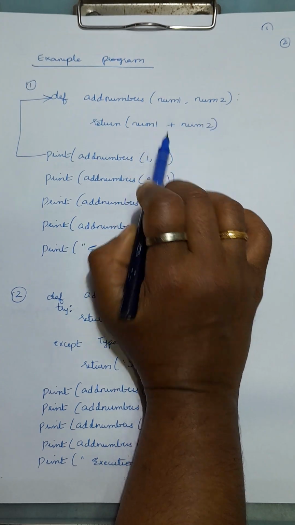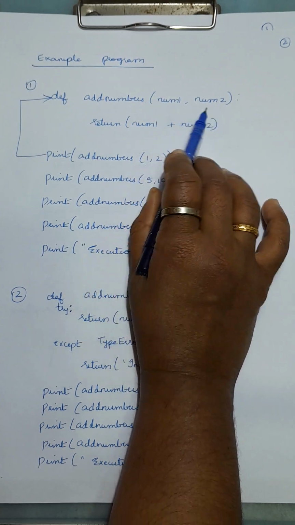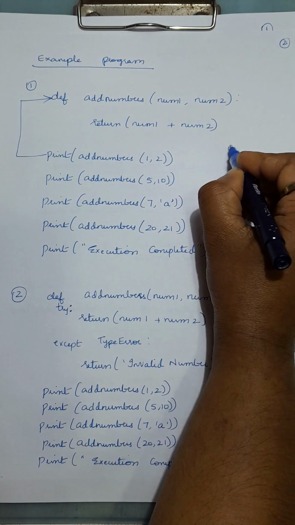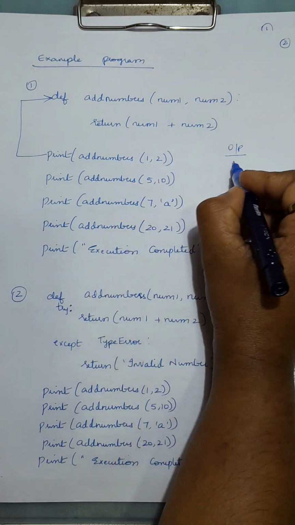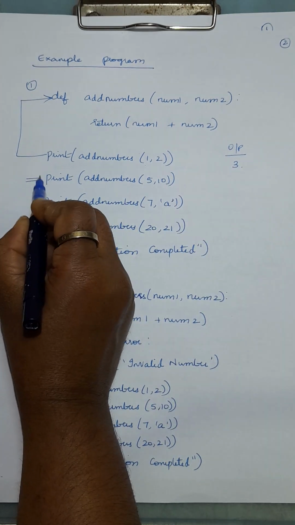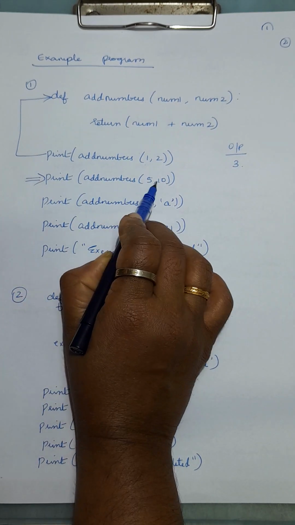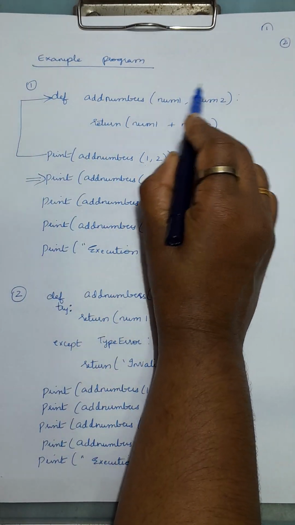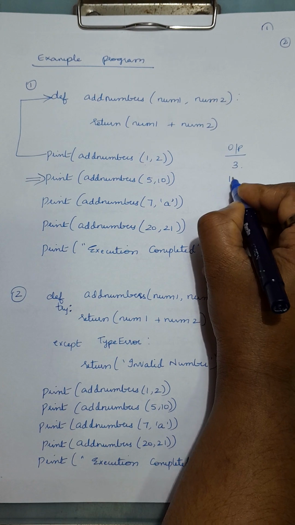num1, num2. What is num1 here? It is 1 and num2 is 2. Return num1 plus num2. So the return value for this particular function will be 1 plus 2, which is 3. Okay, now it moves on to the second one. print(add_numbers(5, 10)). Again control will go back to the function definition, with 5 and 10, so it is 5 plus 10, 15.